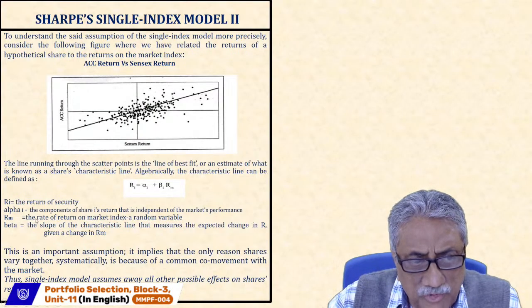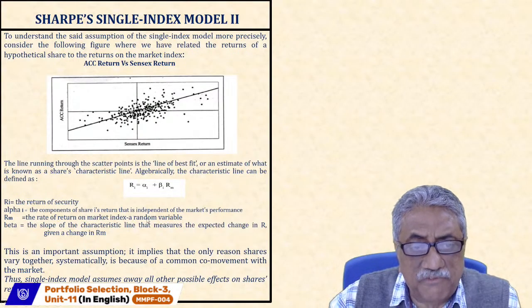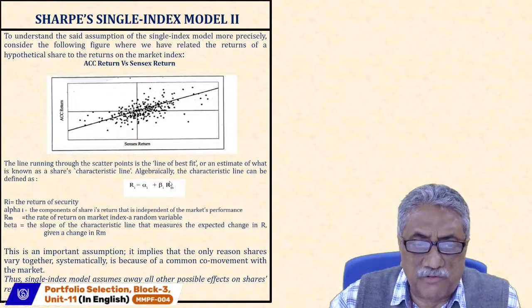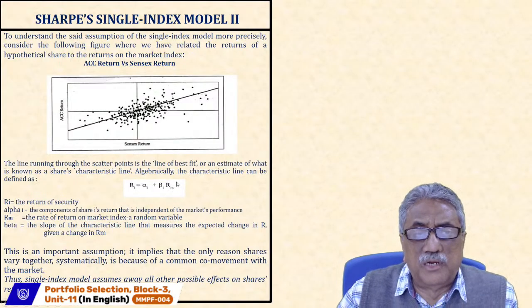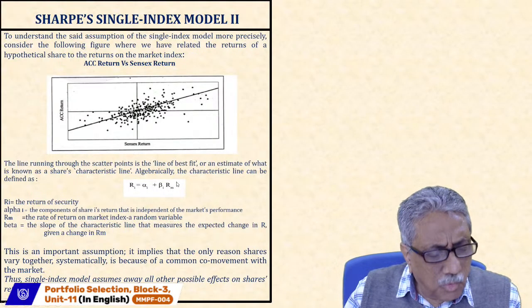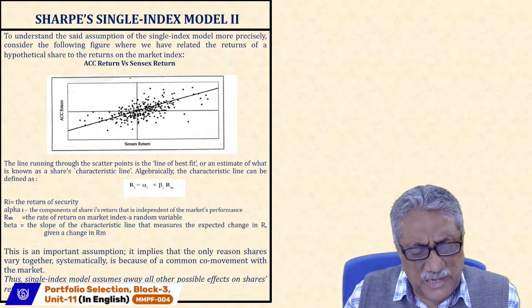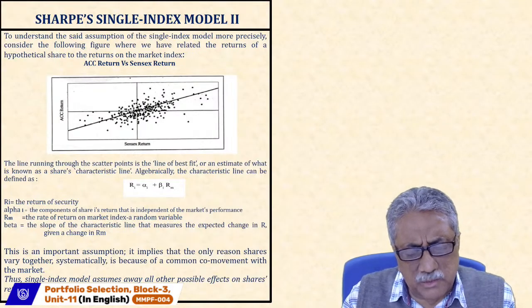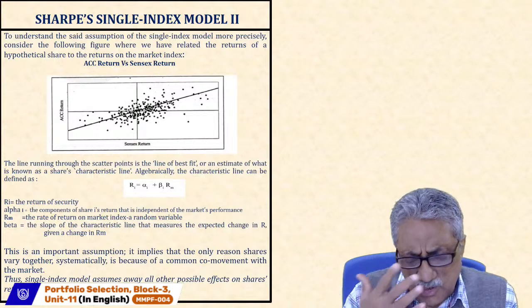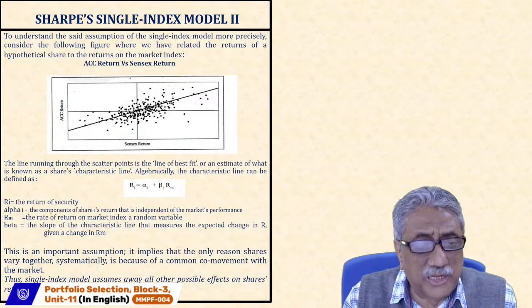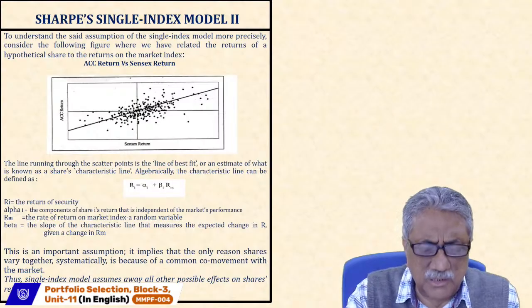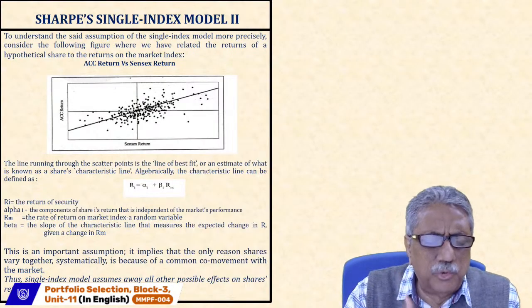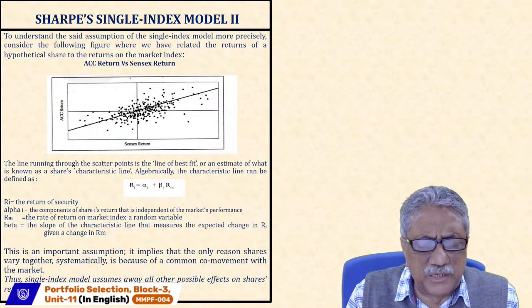RM is the rate of return on the market index, a random variable, because this is something over which I cannot have any control. Market return depends on how many people are trading, what mood they are in, how much the market was at the beginning and at the close. Dividends are not taken into account in this type of calculation. When you do an empirical calculation, then you take the dividend.